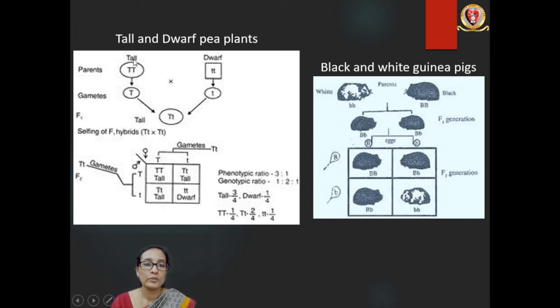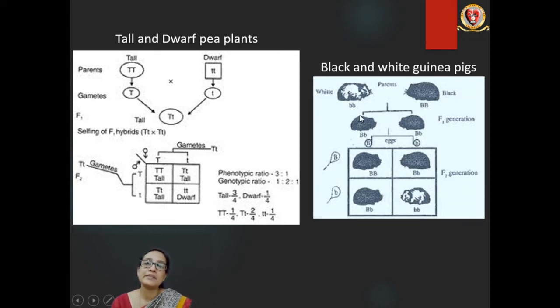So we see here the tall plants with capital T and the dwarf plants with small t would give rise to the gametes. The tall plant would have only one type of gamete, capital T, whereas the dwarf plant will have only one type of gamete, that is small t, and the F1 generation would have a genotype of capital T, small t, and a phenotype of tall. When these plants were self-fertilized, it gives rise to the F2 generation. Now in the F2 generation, by the checkerboard method, capital T and small t are the two different types of gametes produced by F1. In F2, you see the phenotypic ratio to be 3:1 and the genotypic ratio to be 1:2:1.